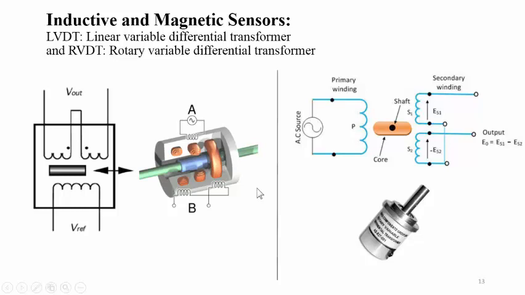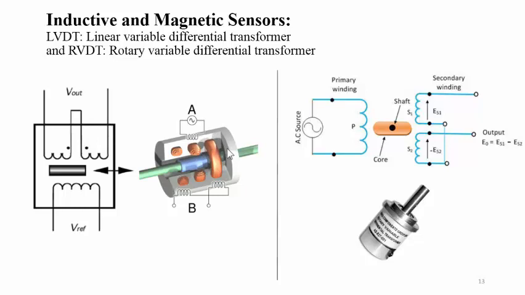Now we'll move to the next, contact based displacement and position measurement sensors. So this you know very well, the LVDT and RVDT, linear variable differential transformer, and RVDT, that is rotary variable differential transformer, two different packages. So depending on the displacement, either linear or angular or rotary angular displacement measurement, we are going to use this kind of sensor.